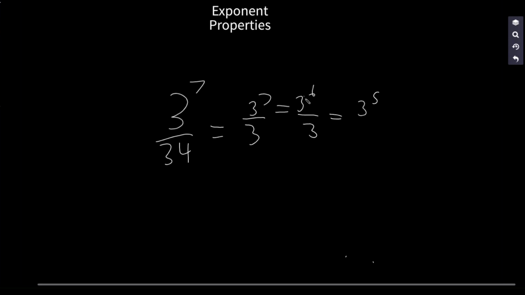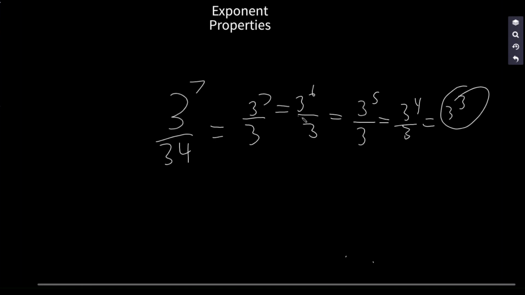If you don't understand how we can reduce it like this, go back to the previous section. We're dividing by 3 again, so that's 3 to the 4th. Dividing by 3 again, so that's 3 to the 3rd. We've divided by 3 1, 2, 3, 4 times, so that's our final answer. It's 3 to the 3rd.